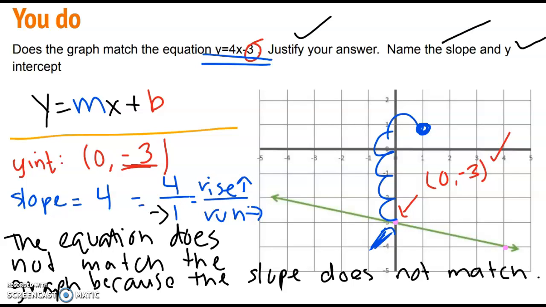At this moment, Kipsters, I want you to go into your independent practice. I believe you have 3 of them to do.